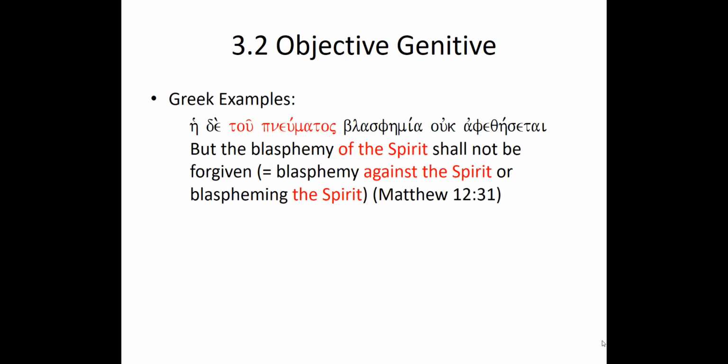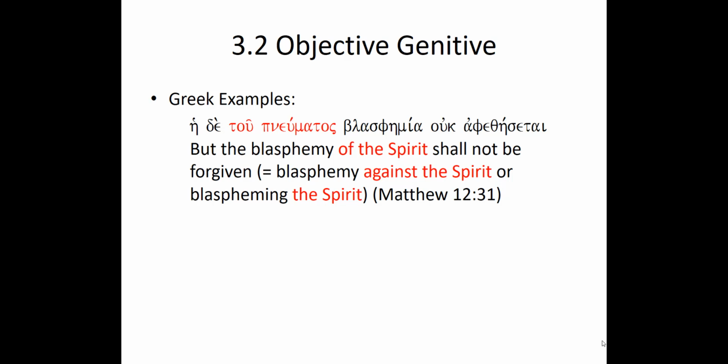He de tu pneumatos blasphemia uk aphethesetai. But the of the Spirit blasphemy will not be forgiven. Here, of the Spirit is fronted for more emphasis. It's in between. You have article, then de. Little article sandwich there. But the blasphemy of the Spirit will not be forgiven.